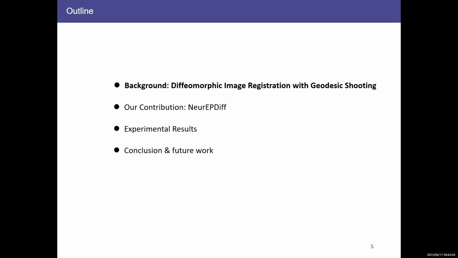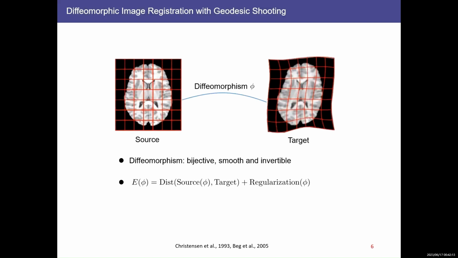Next, I will quickly touch on how to perform diffeomorphic image registration with geodesic shooting to establish the theoretical foundation of our method. So, a diffeomorphism is a bijective, smooth, and invertible transformation, which is ideal to maintain an intact topology of objects presented in images. The problem to find the optimal solution diffeomorphism phi is typically formulated as the minimization of the energy function, which includes two items.